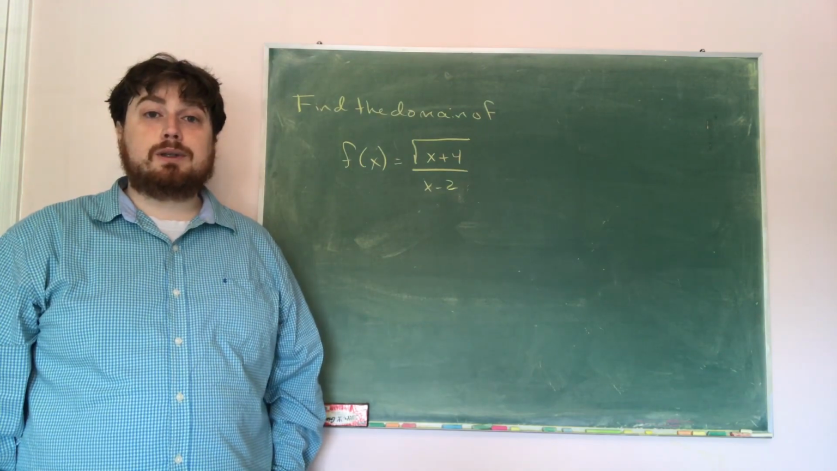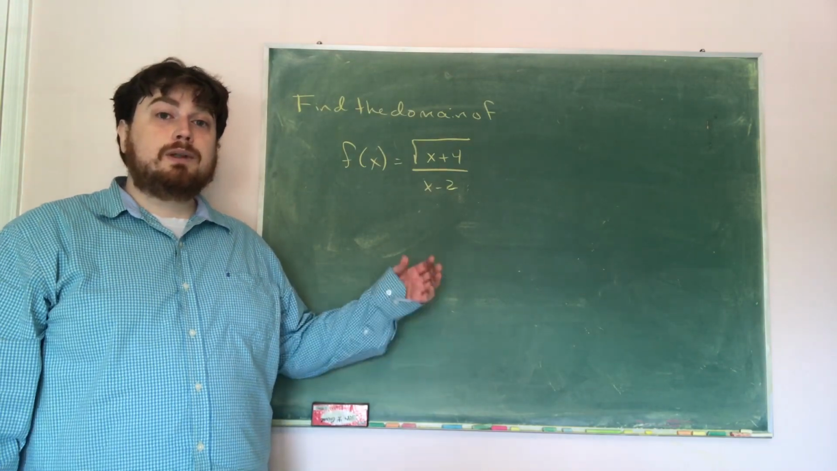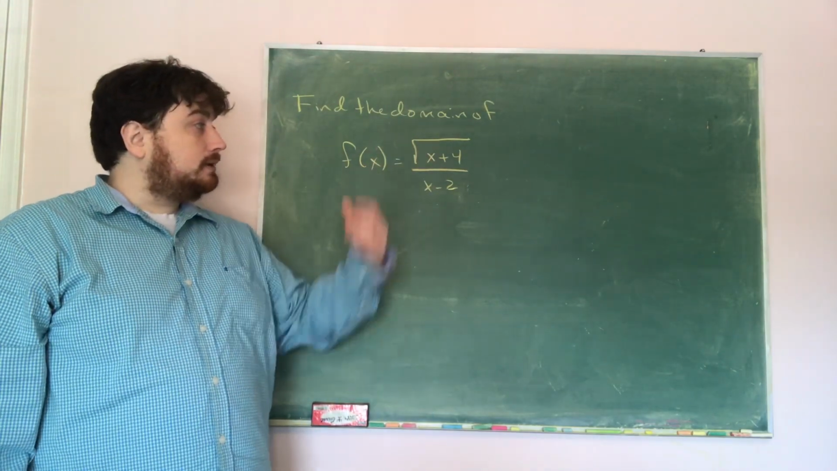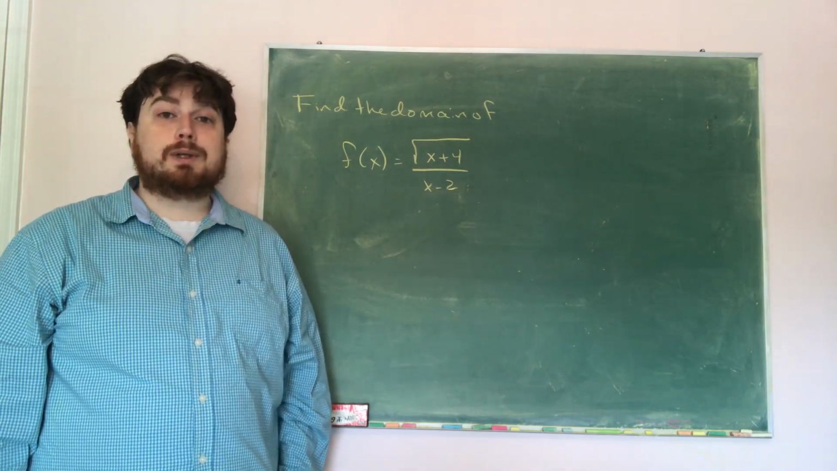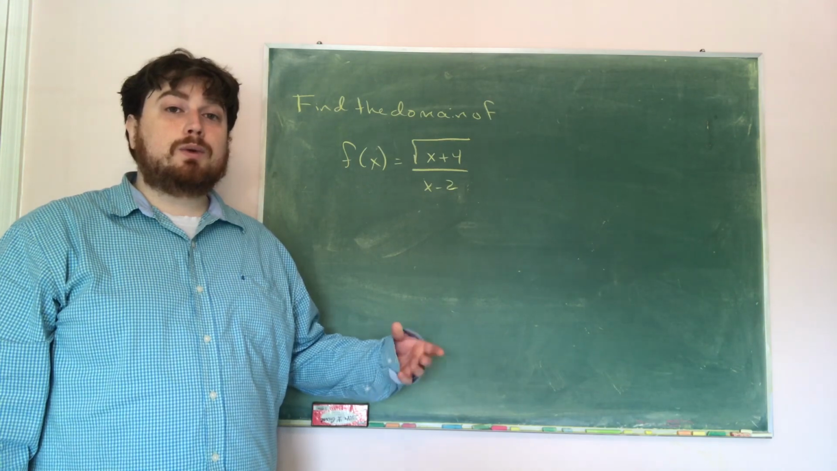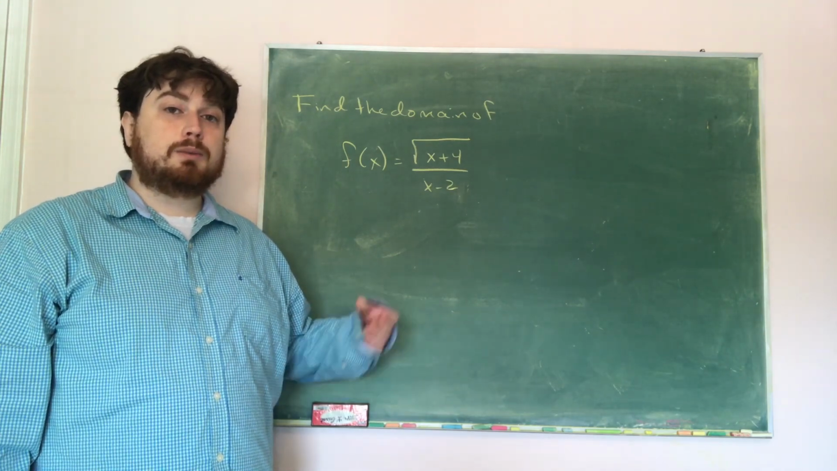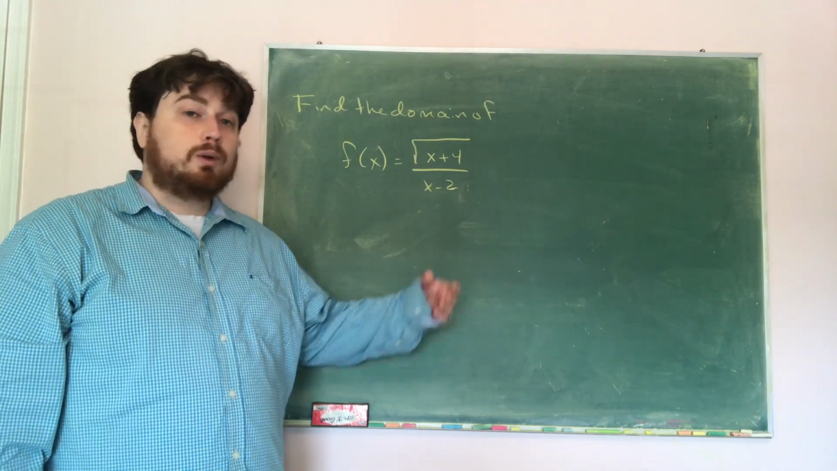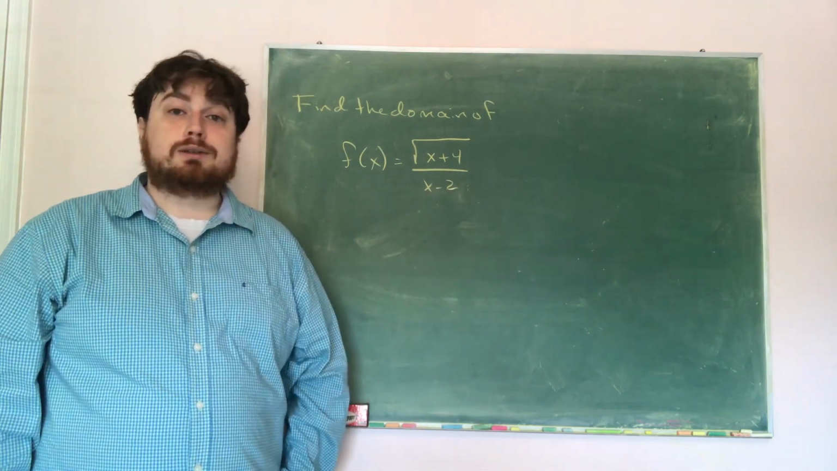Thank you for joining me today, mathematicians, as we try to find the domain of f of x is the square root of x plus 4 over x minus 2. So remember, if we're trying to find the domain of the function, what we're trying to do is to find all the values that can be plugged into the function where we get out a unique answer.